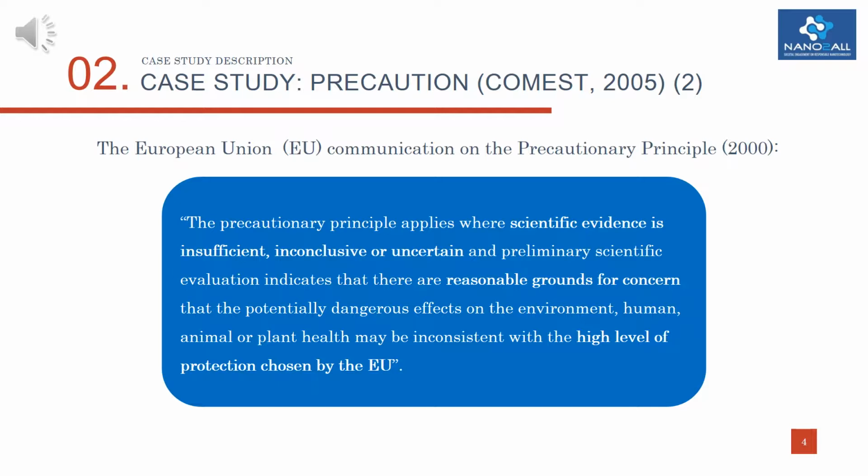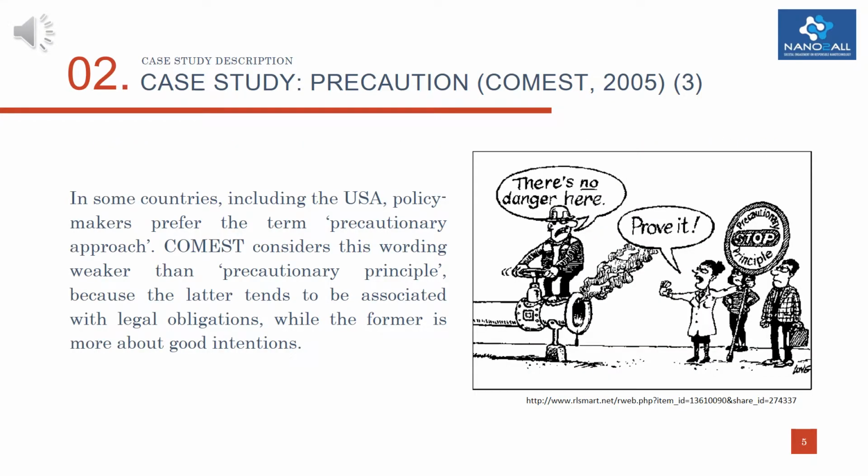The European Union Communication on the Precautionary Principle states, "The precautionary principle applies where scientific evidence is insufficient, inconclusive, or uncertain, and preliminary scientific evaluation indicates that there are reasonable grounds for concern that the potentially dangerous effects on the environment, human, animal, or plant health may be inconsistent with the high level of protection chosen by the EU." In some countries, including the USA, policymakers prefer the term precautionary approach. COMEST considers this wording weaker than precautionary principle because the latter tends to be associated with legal obligations, while the former is more about good intentions.